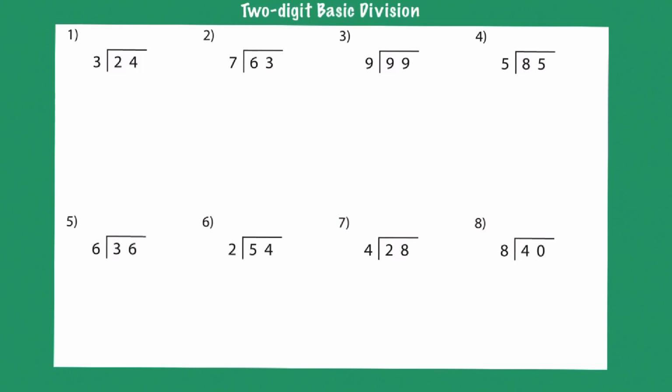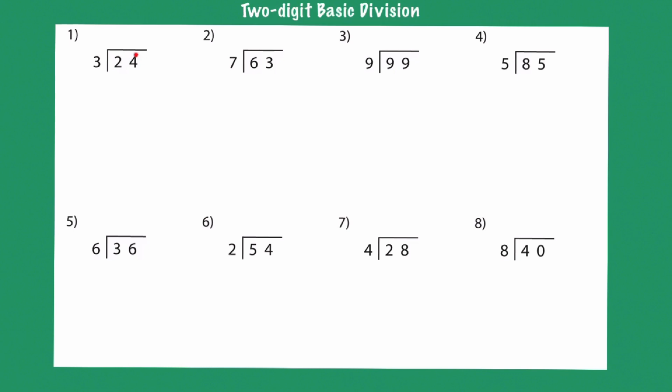Today we're going to do two-digit basic division, all right? Before we start, you need to know that this inside over here is always known as the dividend, and this on the outside is known as the divisor. The dividend is always the total number that you have.